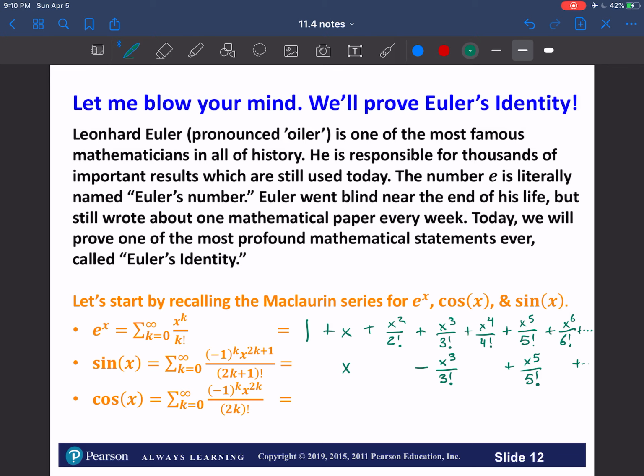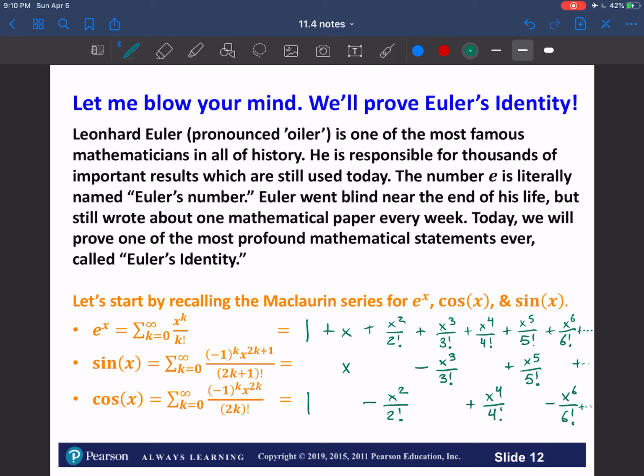The Maclaurin series expansion for cosine of x is 1 minus x squared over 2 factorial plus x to the 4th over 4 factorial minus x to the 6th over 6 factorial. It's just the even powers of x, whereas sine is all the odd powers of x.